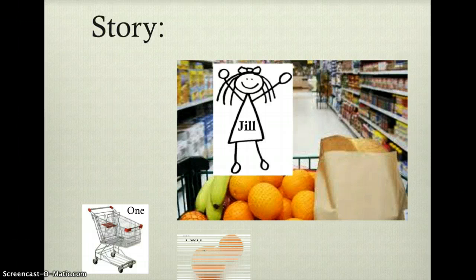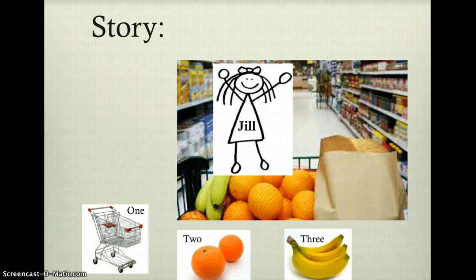Jill buys 2 oranges. How many oranges does Jill buy? Jill buys 2 oranges. Great job. Next, Jill buys 3 bananas. How many bananas did Jill buy? Jill buys 3 bananas. Great job. All right, story 2.